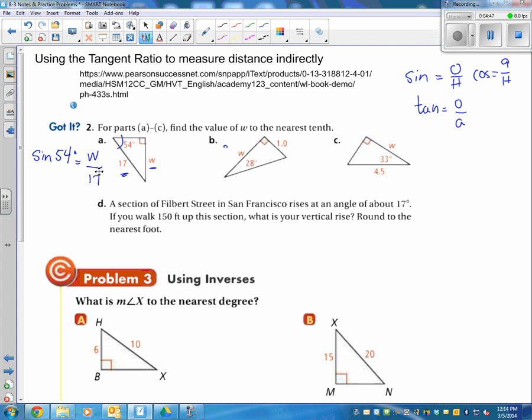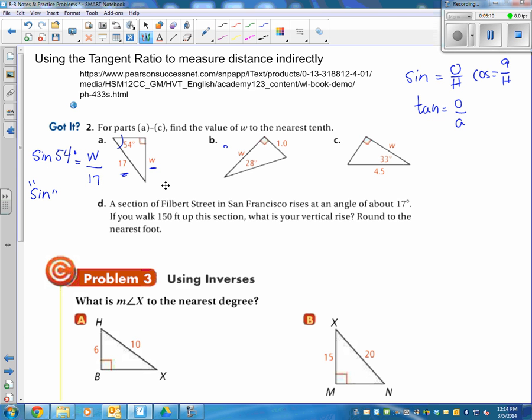Now, in the calculator, different calculators have different steps, but for most, you will punch in the button that reads SIN, and then you will hit 54. And then you will multiply by 17, because algebraically, to solve for W, we would multiply these two values.